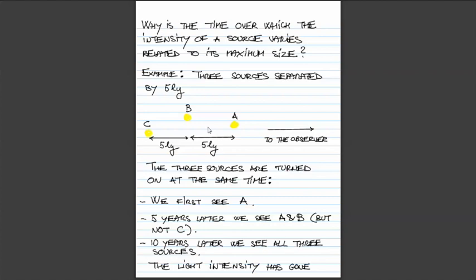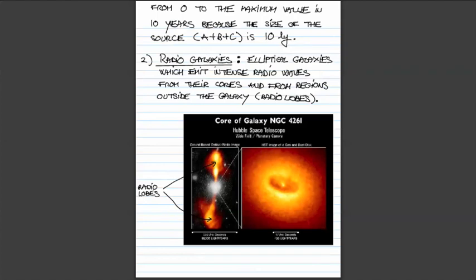Okay? So that is the reasoning, that the time over which the light intensity varies is related to the size of the source of light or radiation. Okay, so I said that the light intensity has gone from 0 to the maximum value in 10 years because the size of the total source, which is A plus B plus C, is 10 light years across.